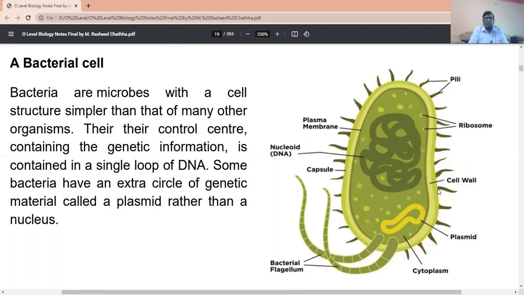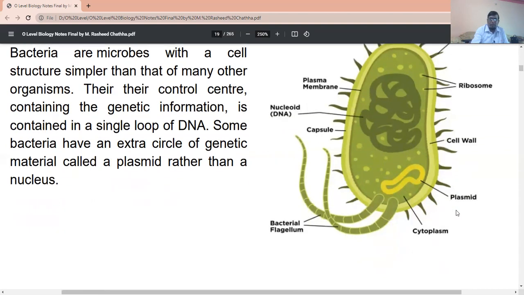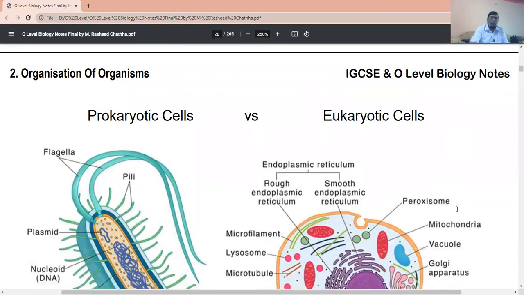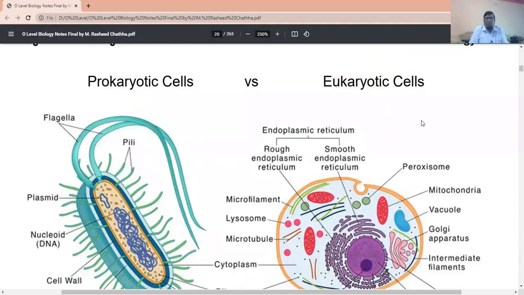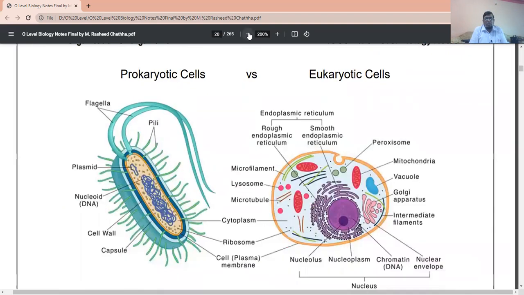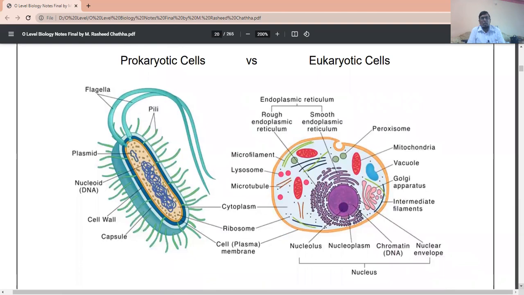Their control center, containing the genetic information, is contained in a single loop of DNA, and some bacteria have an extra circle of genetic material called a plasmid rather than a nucleus. Next, dear students, here are two pictures which you can use to compare a prokaryotic cell and a eukaryotic cell. On the right is a eukaryotic cell and on the left is a prokaryotic cell.